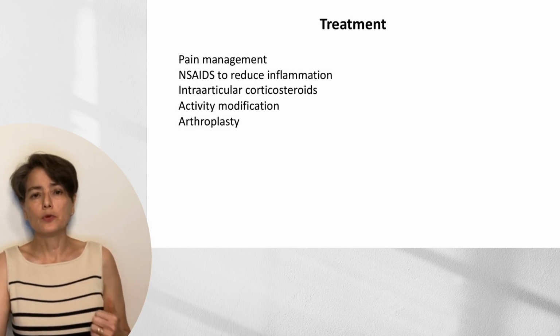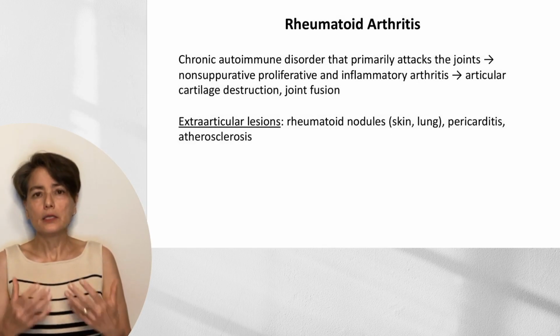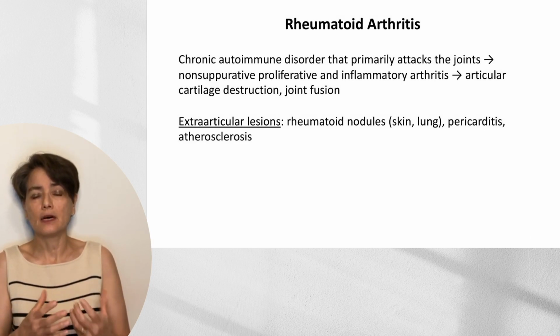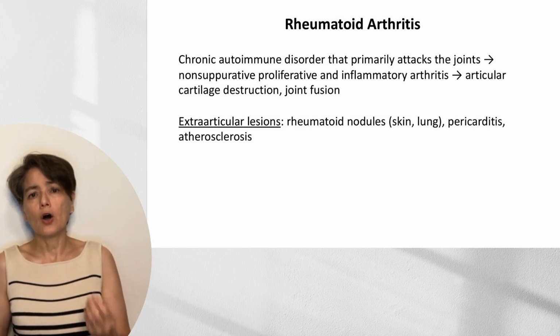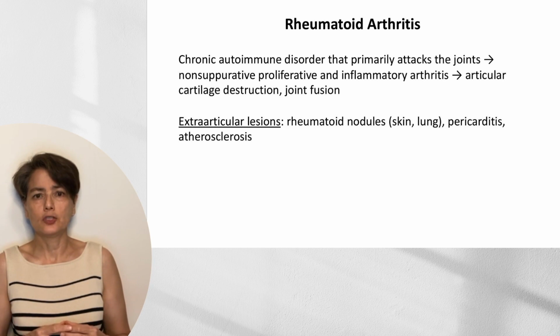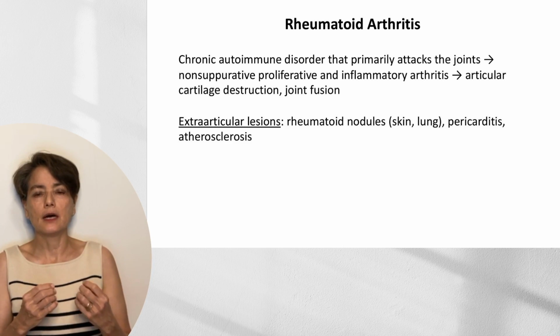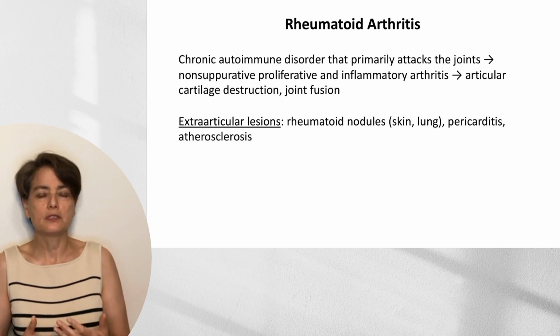Now let's move on to rheumatoid arthritis. So unlike osteoarthritis, which is a biomechanical disorder that then has inflammation as a secondary component, inflammation is front and center in rheumatoid arthritis. It's a chronic autoimmune disorder that primarily attacks the joints, resulting in a non-suppurative, proliferative, and inflammatory arthritis. Now there can be scattered neutrophils, in fact there will be, but it is not the purulent inflammation that you would see, for example, with a gonococcal arthritis.